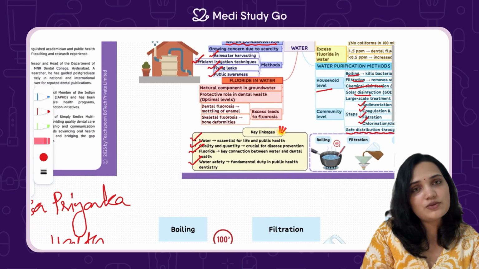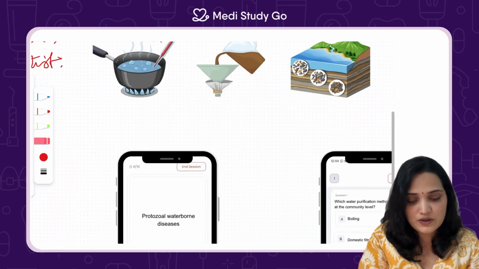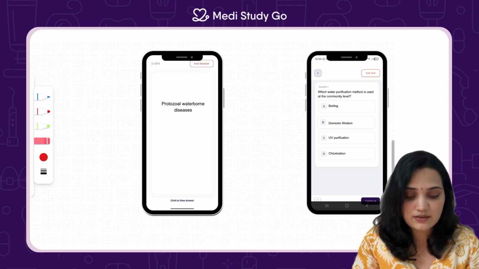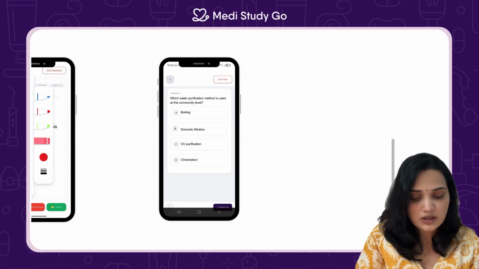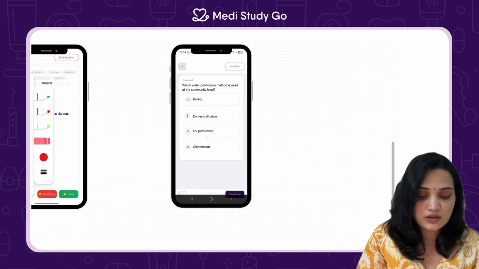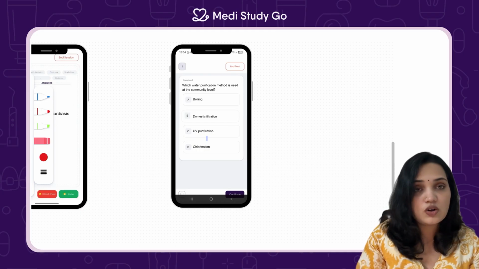Now, let's also take a look at an MCQ and a flashcard from this topic. Firstly, name some protozoal waterborne diseases. Amoebiasis, giardiasis. Which water purification method is used at community level? A. Boiling, B. Domestic filtration, C. UV purification, and D. Chlorination.